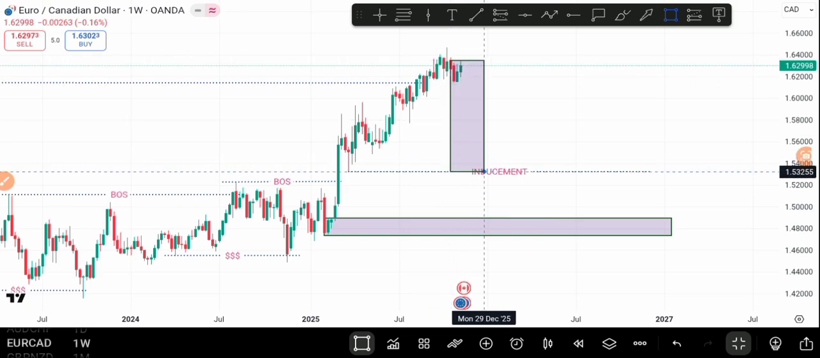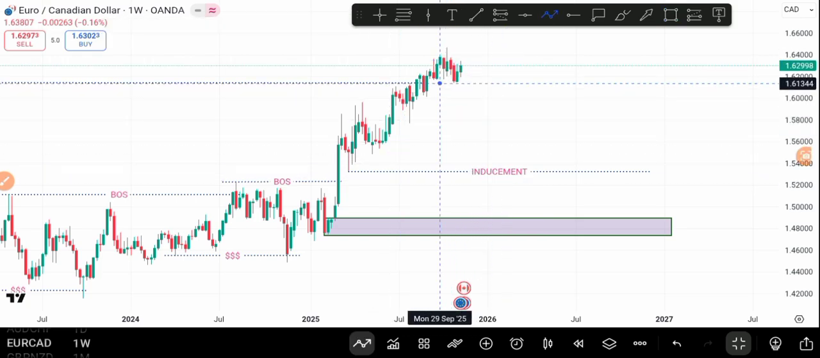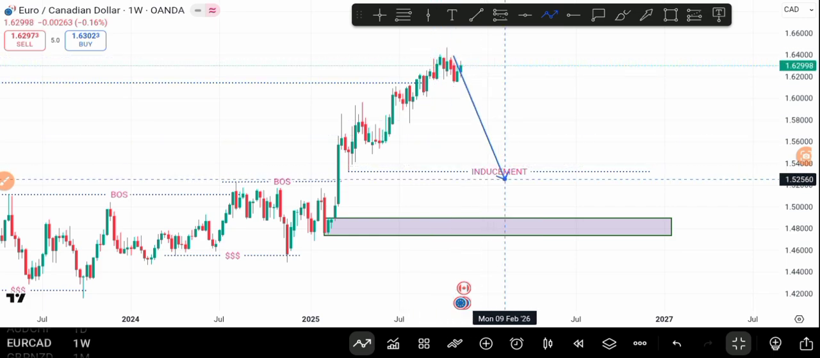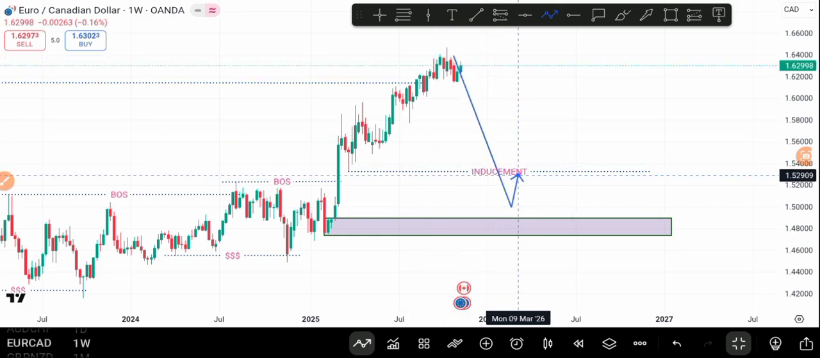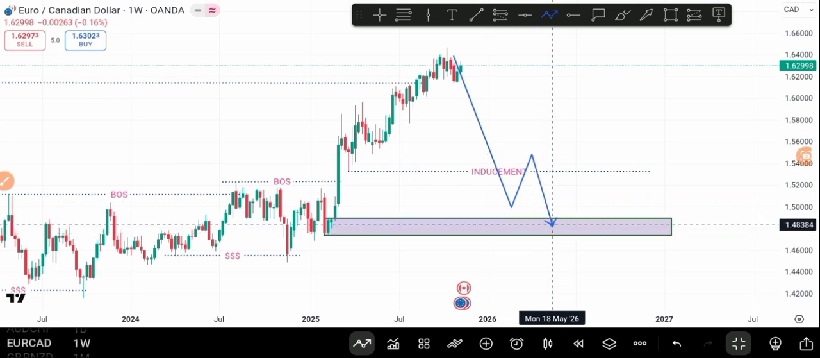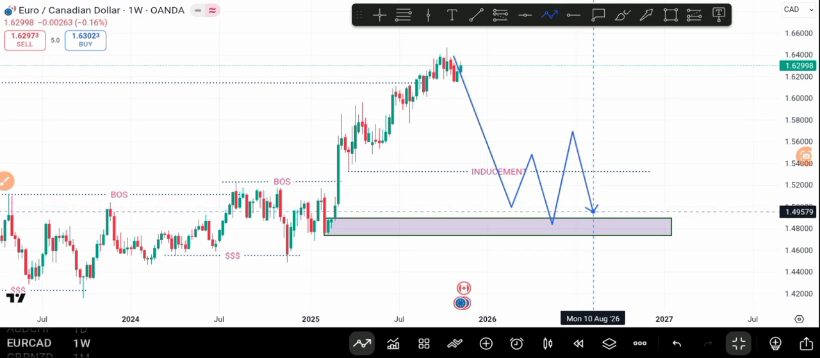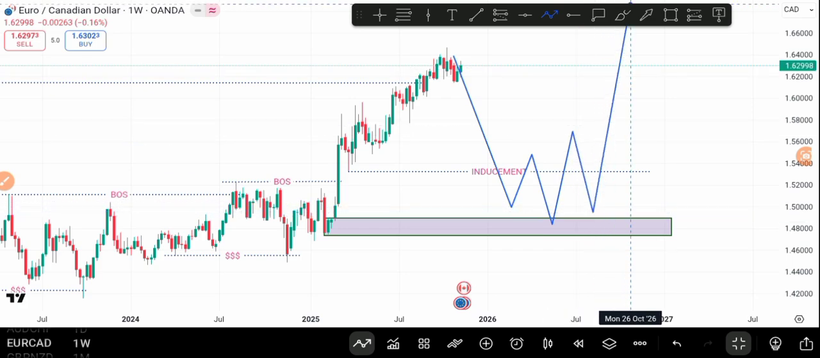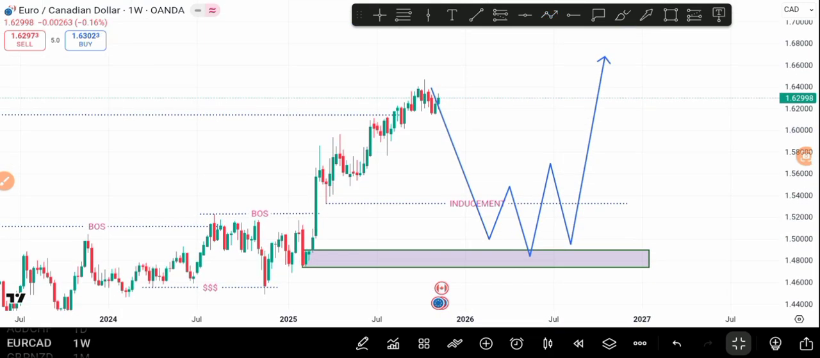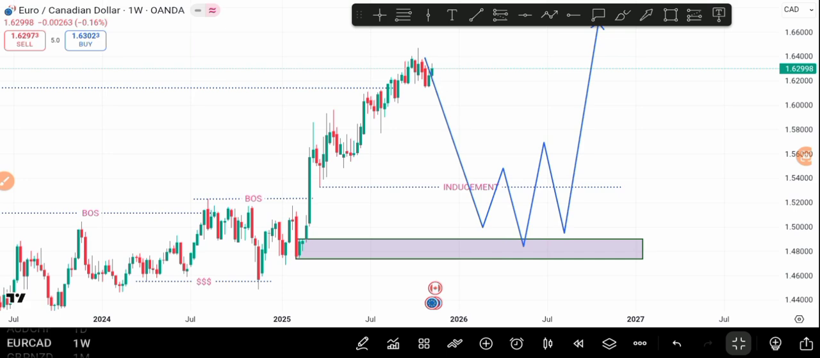So I'm expecting it to come back. I'm expecting the price to come back, take this inducement, tap into this order block, then change of character, and then do what? Come back to react from a certain order block, and then do what? Boom, continue to the upside. This is my setup on the weekly time frame. But let's continue.